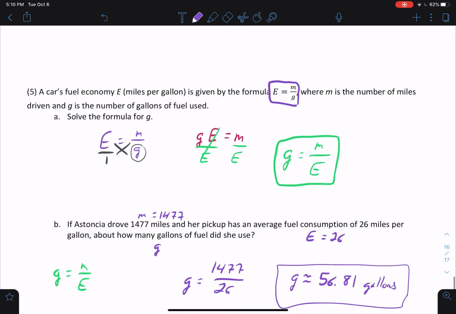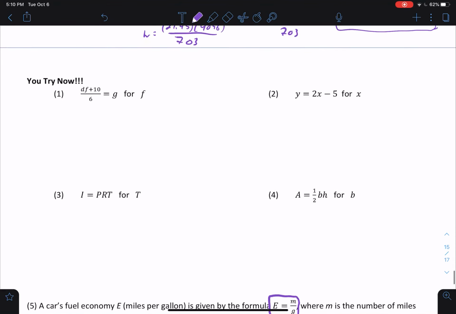I'm going to scroll up so you can see these You Try Now problems. Try those out and then work on your practice problems. Let me know if you have any questions.